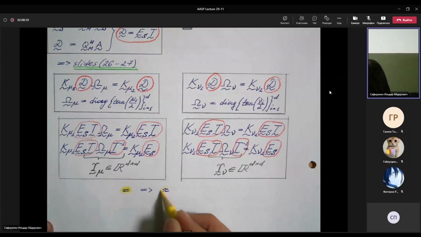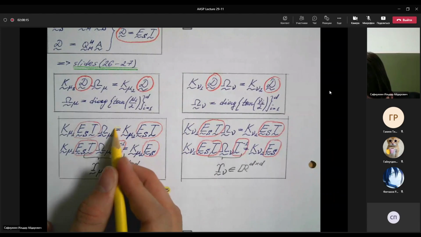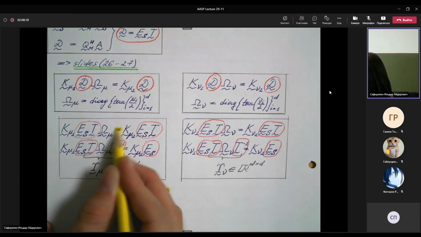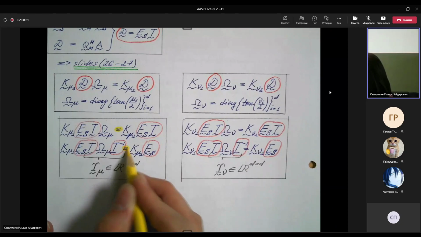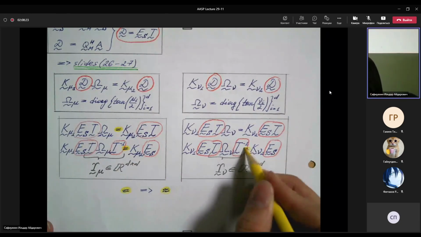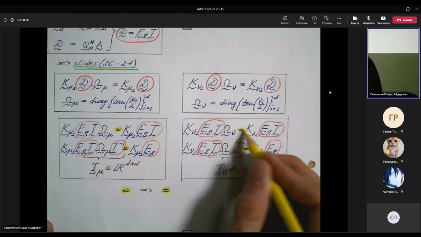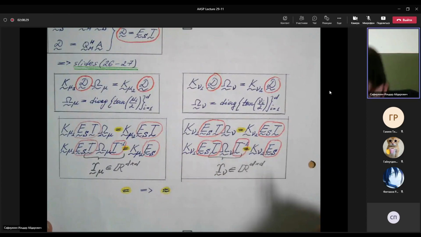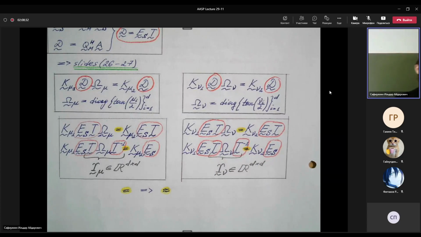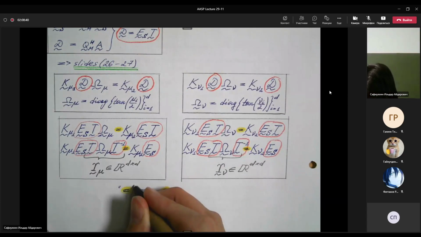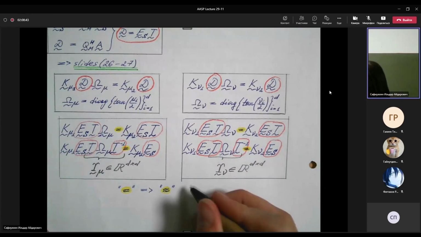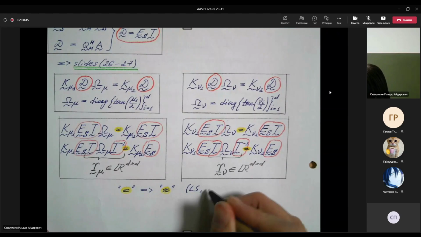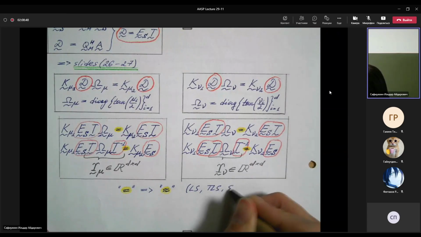So equal to the approximately equal. This one for this equation and for this equation. And in the same way, this equation and this equation. Because we use least square solutions or total least square solution or structured least square solution. So LS, TLS, and SLS.